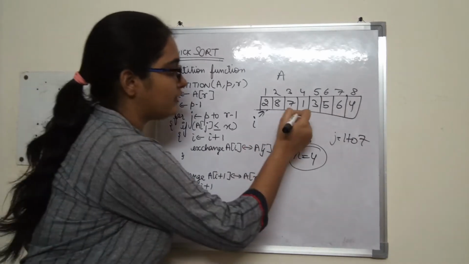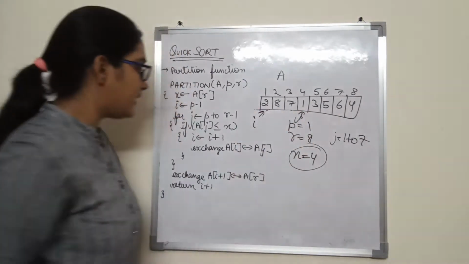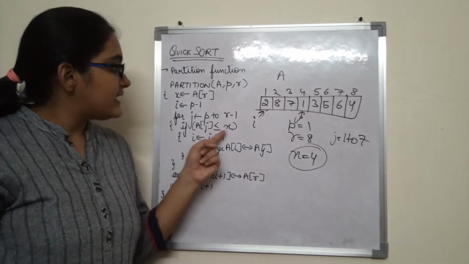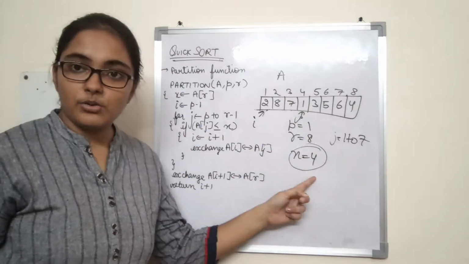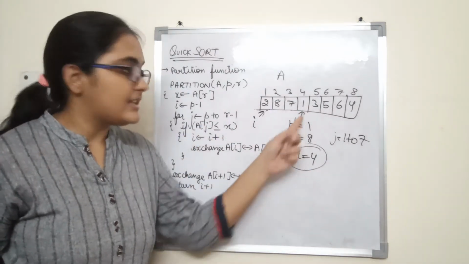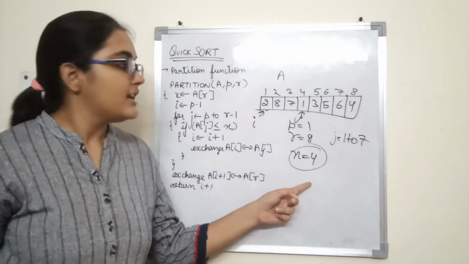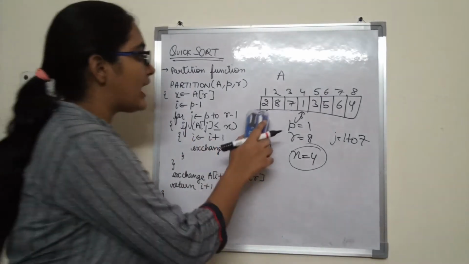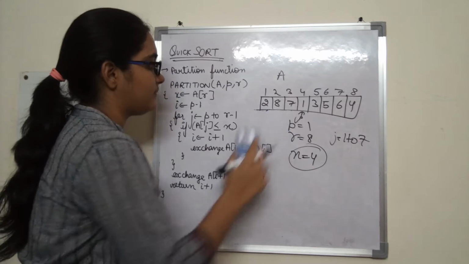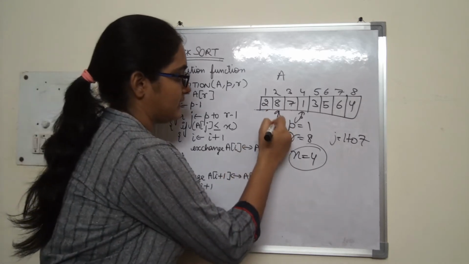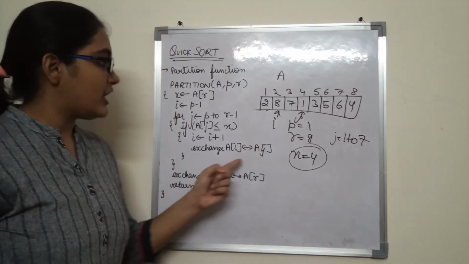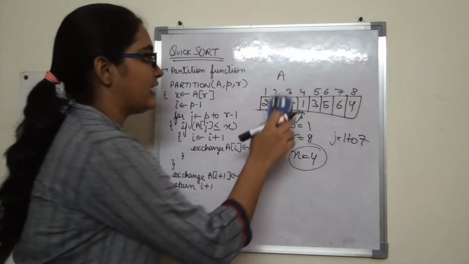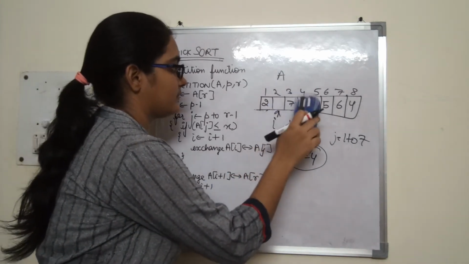Now j is equal to 4, right? If a of j is less than equal to x, is 1 less than equal to 4? True, right? So what will happen? i is equal to i plus 1, and exchange a of i with a of j. That is 8 and 1 have to be exchanged.